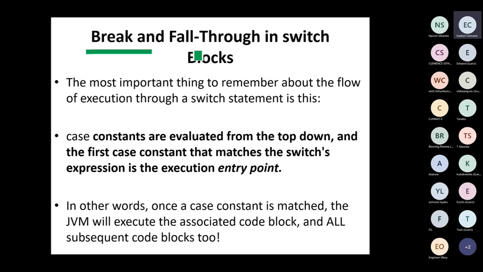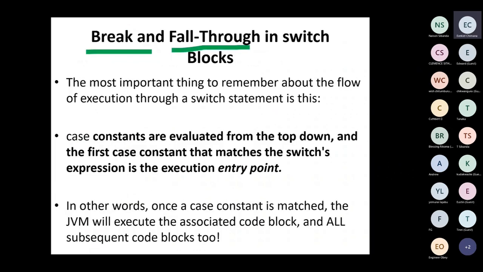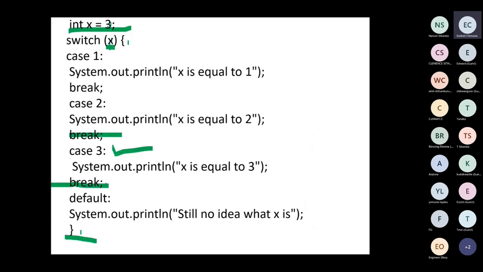So there is the issue of break and fall through in switch blocks, these breaks here. The most important thing to remember about the flow of execution through a switch statement is this: case constants are evaluated from the top down, and the first case constant that matches the switch's expression is the execution entry point. What this means is that it will start by trying to match this case with this value. If it fails, it will come here, then here, then here.